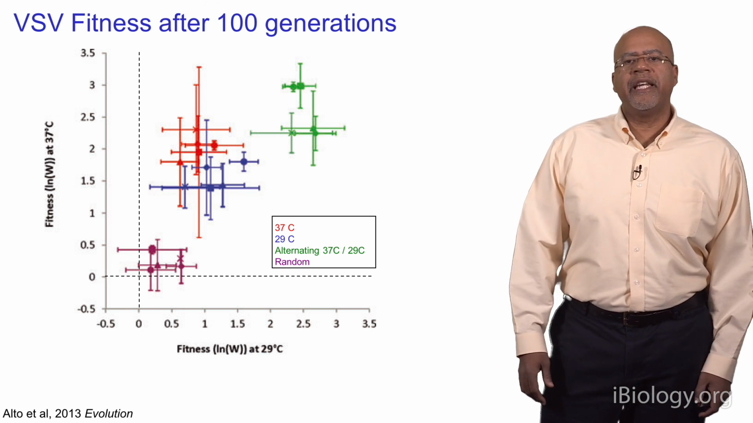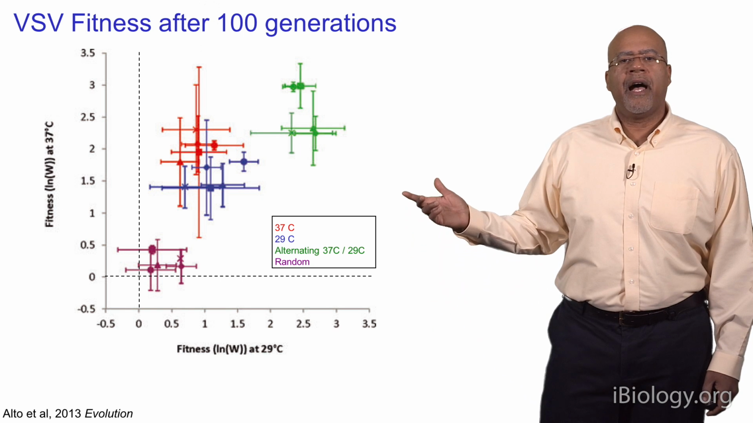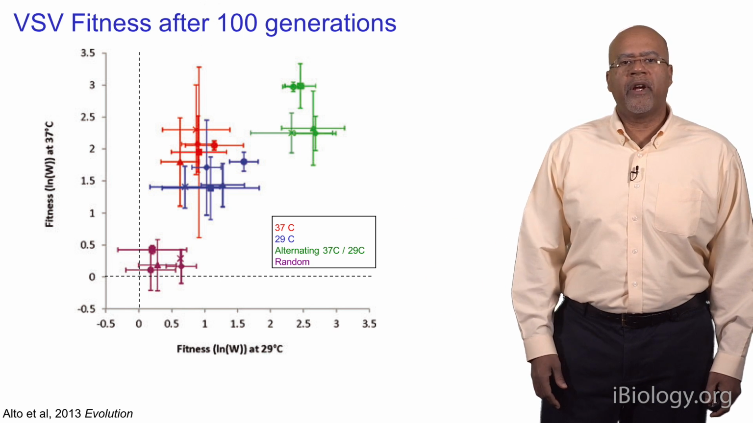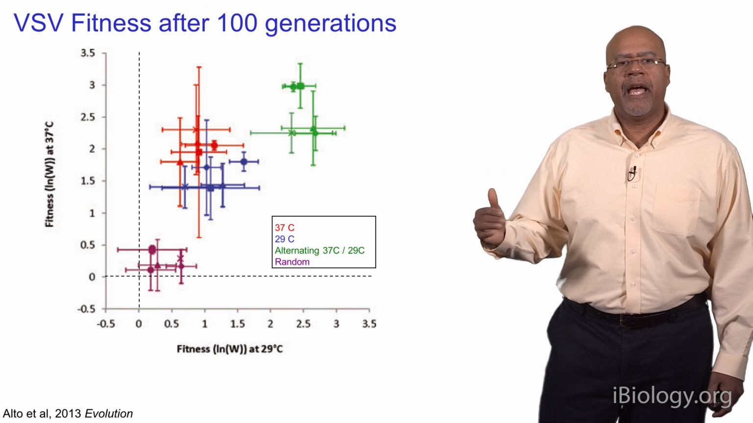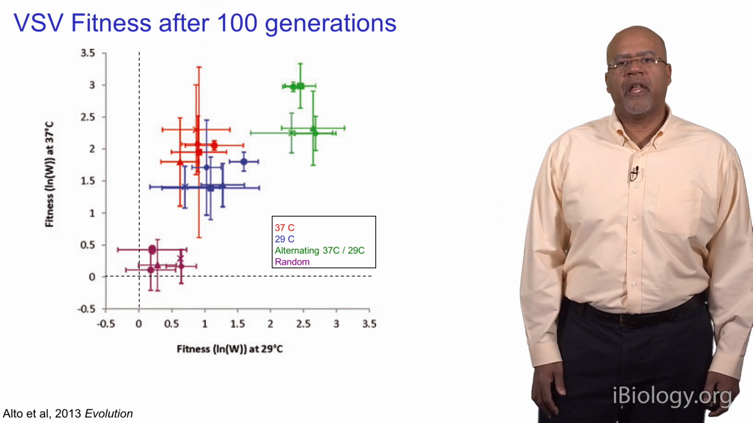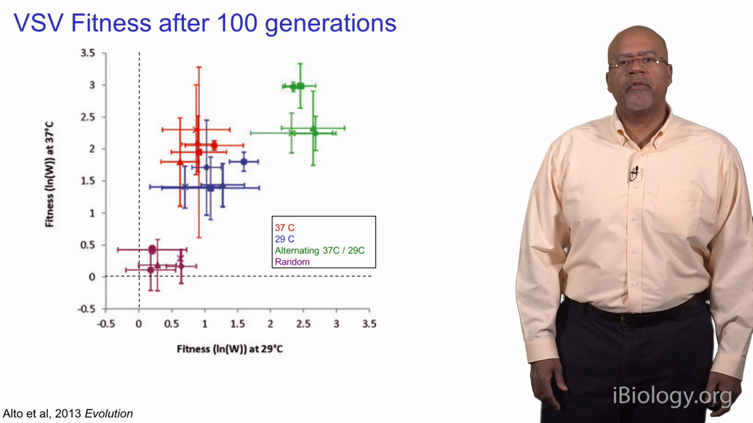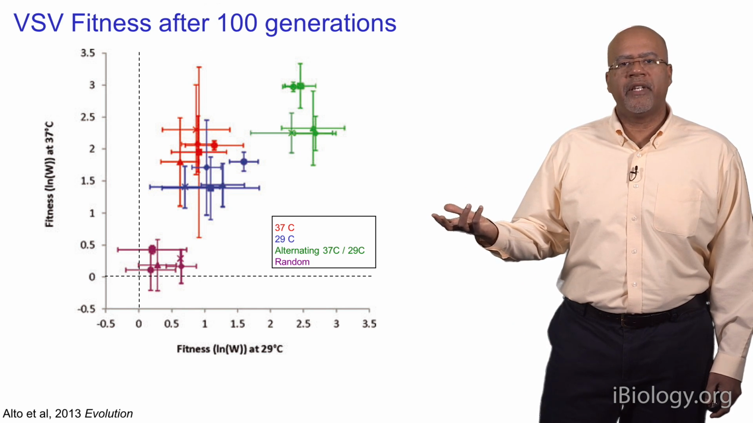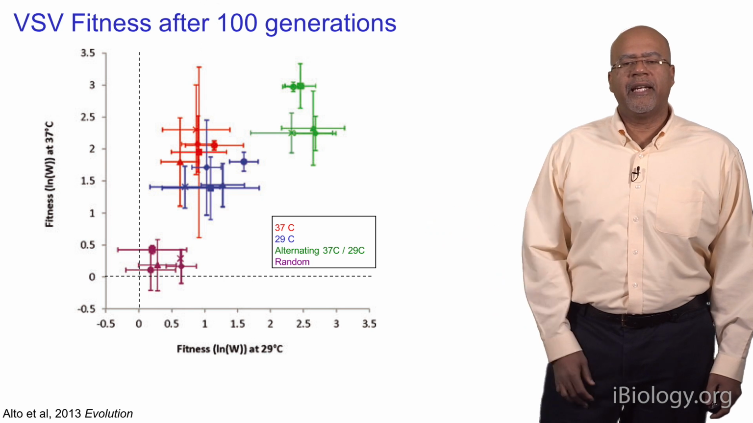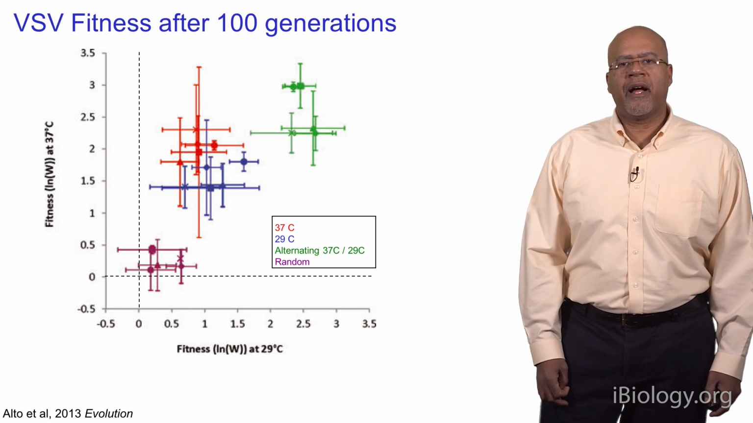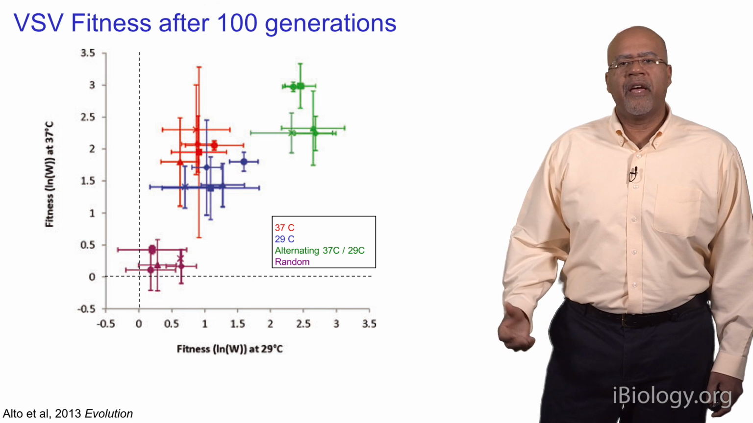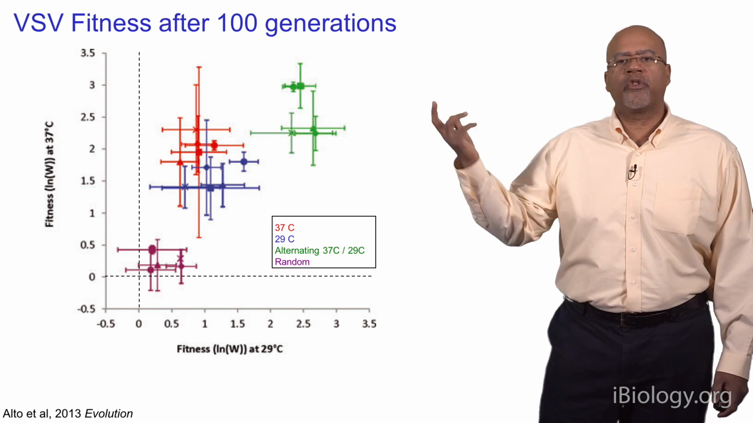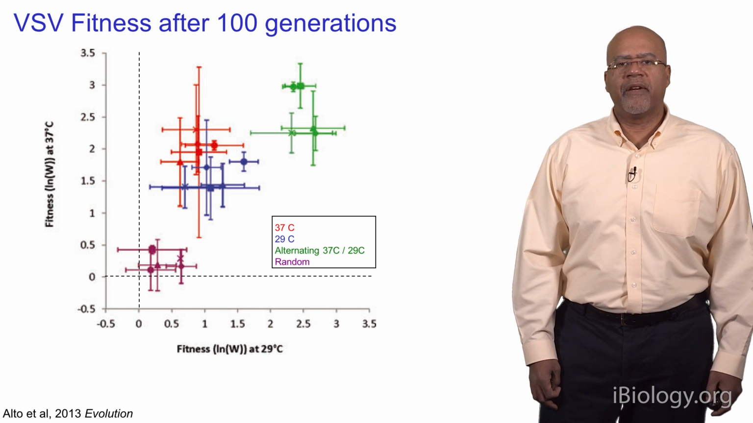So you'll see that the lineages that evolved in a constant high temperature environment improved in that environment. In other words, all of their data are to the right and above the dashed lines on this figure. They've improved both in terms of the environmental challenge they saw, 37C, as well as 29C, which was the other environment that was constant in this experiment. That's evidence of correlated selection. You improve in one environment, and it also allows you to improve in another environment that you haven't seen.